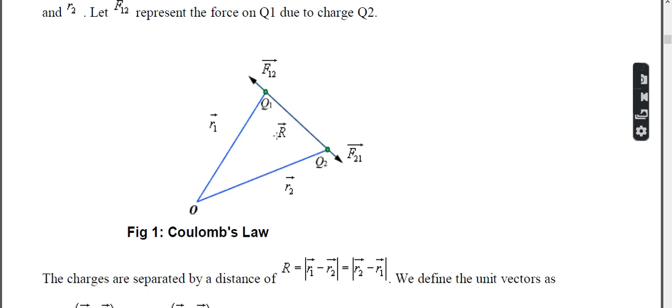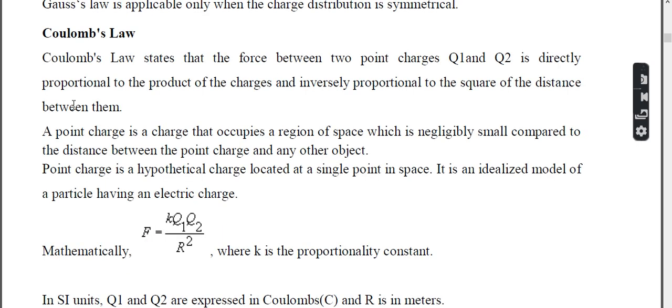So according to Coulomb's law, the force acting between two point charges Q1 and Q2 is directly proportional to the product of the two charges, Q1 and Q2, and inversely proportional to the square of the distance between them. So this is the basic Coulomb's law relation.